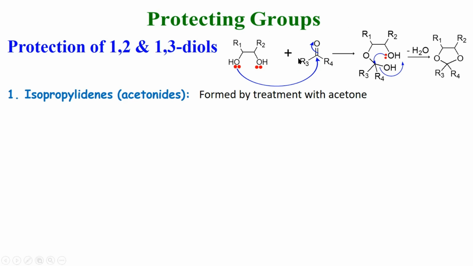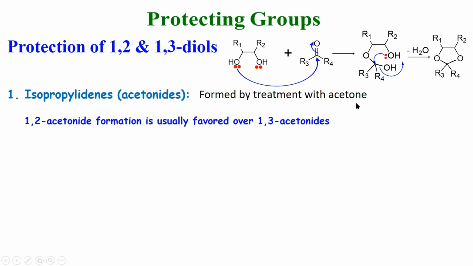Generally, a ketone is used. The ketone generally used is acetone. If there are two carbon groups between the two OH groups, then 1,2 acetonide is formed. If it is separated by three carbons, the 1,3 acetonides are formed. 1,2 acetonides are generally easier to form than 1,3 acetonides. This can be attributed to the nearness of the two OH groups in case of 1,2 diols.